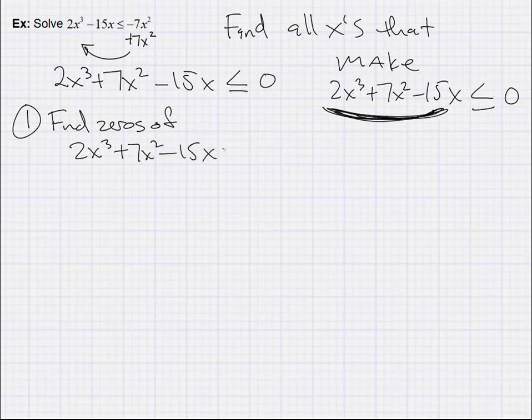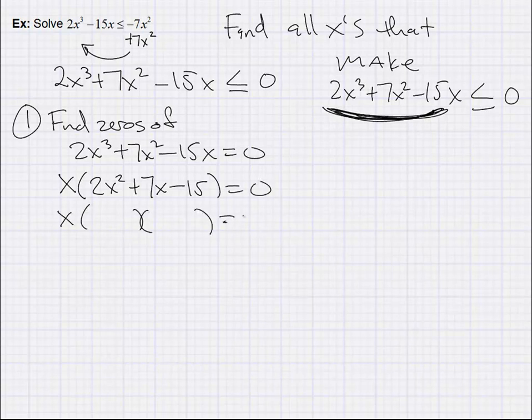How do you do that? Set it equal to 0 and solve. Well, it's a polynomial equation. Solve a polynomial equation primarily by factoring. Can this be factored? Well, yeah, I can pull an x out of the whole thing. I get 2x squared plus 7x minus 15 equals 0. I can factor it some more because it's a quadratic.